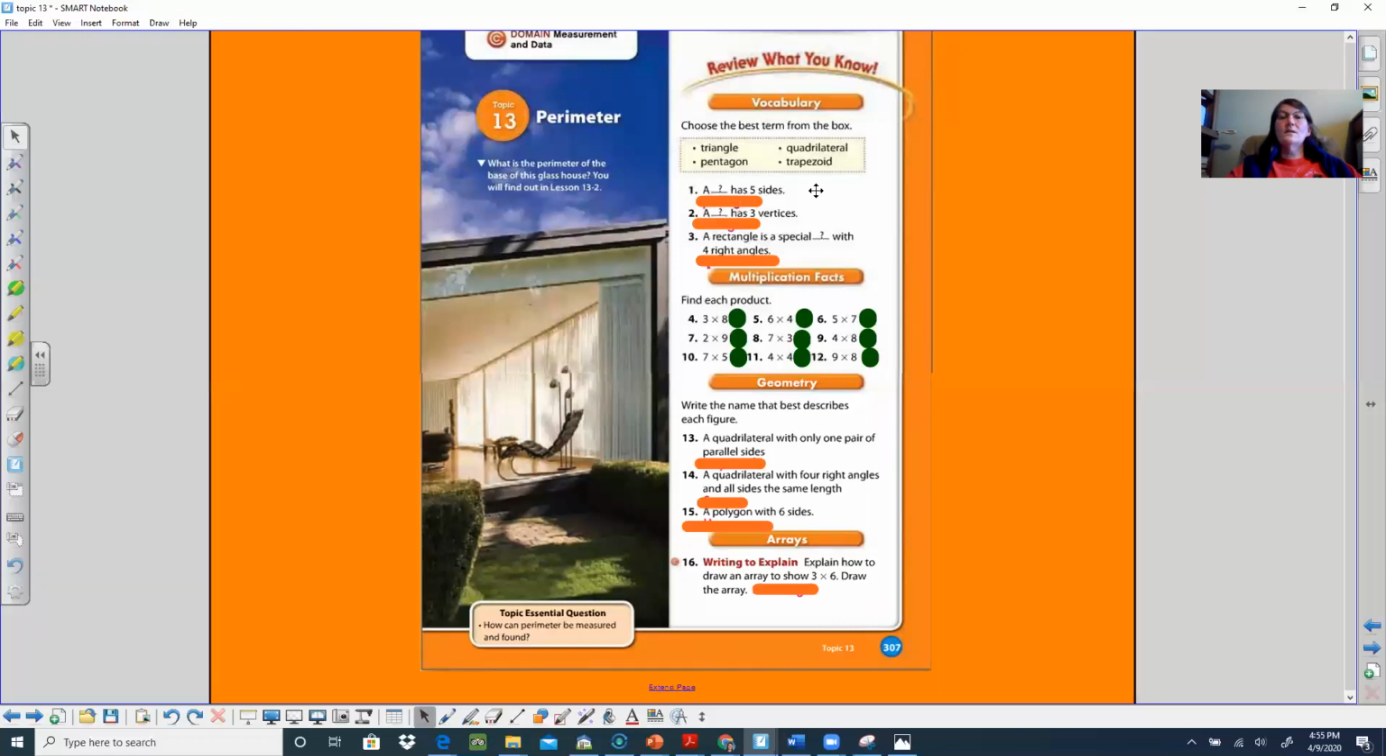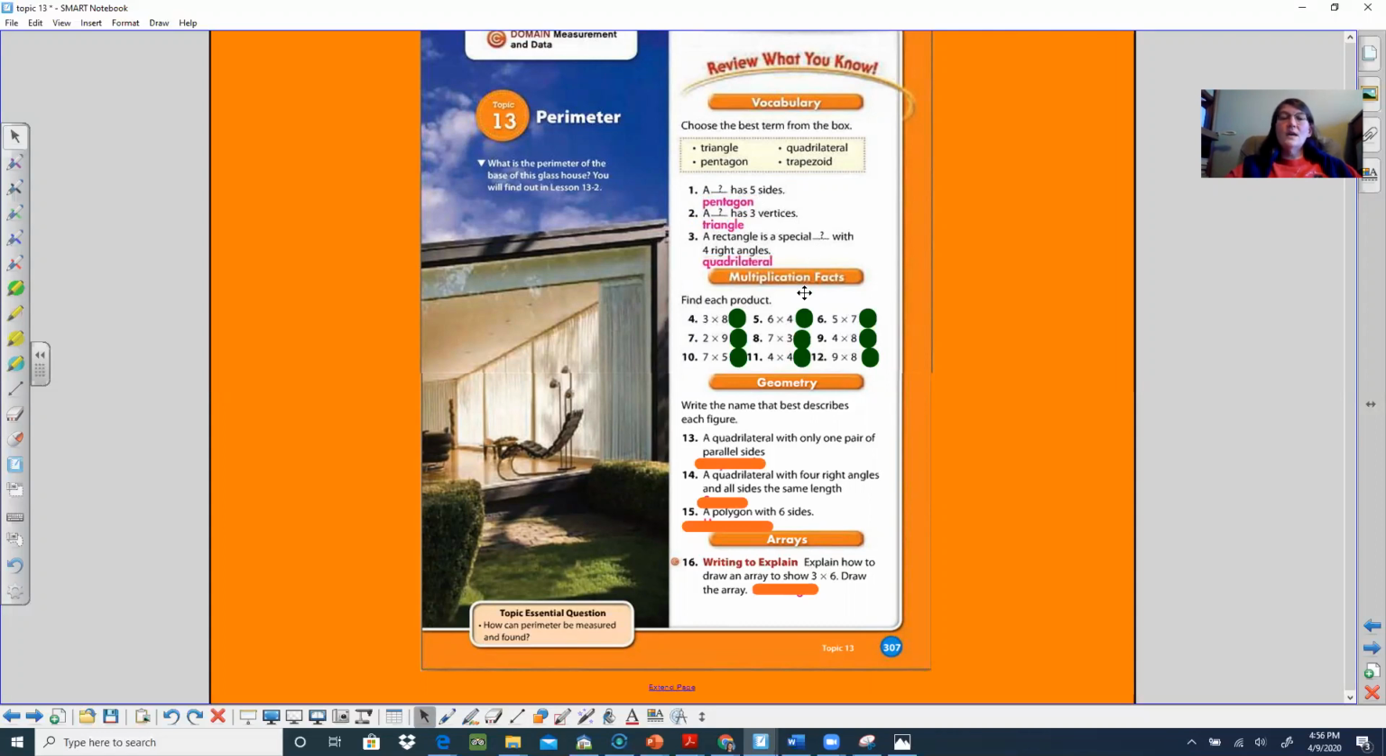Oh, I thought I had it set to zoom away, but I do have it set to zoom away. So, pentagon. A blank has 3 vertices. Let's see if that one will fly away. Whoa! No, guess it's not flying away on me. Thought it would. Oh, there it goes. Triangle. A rectangle is a special blank with 4 right angles. Let's see if that one will fly away. Oh, there it goes.